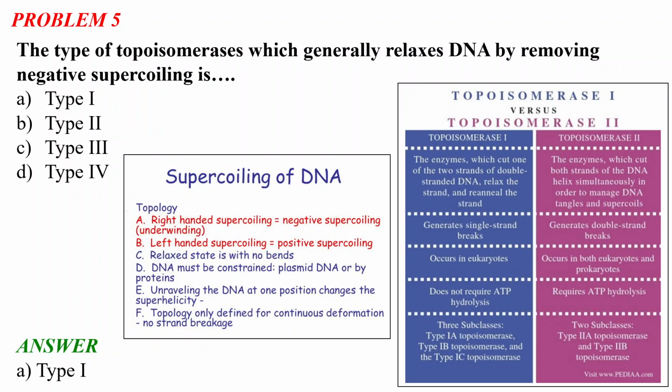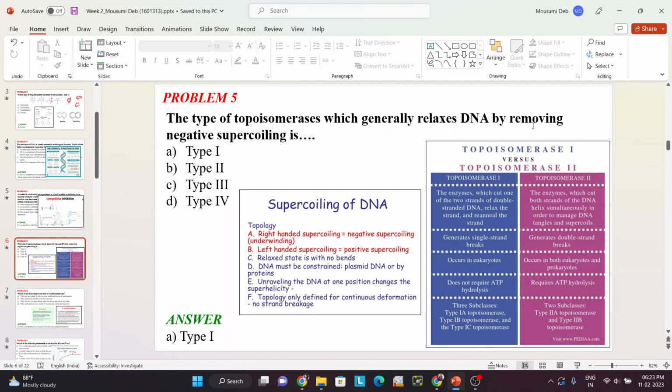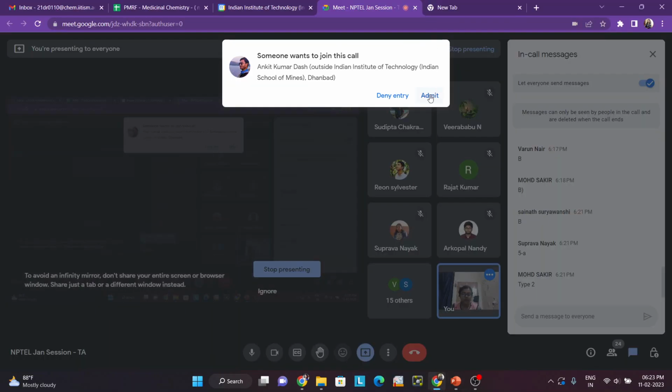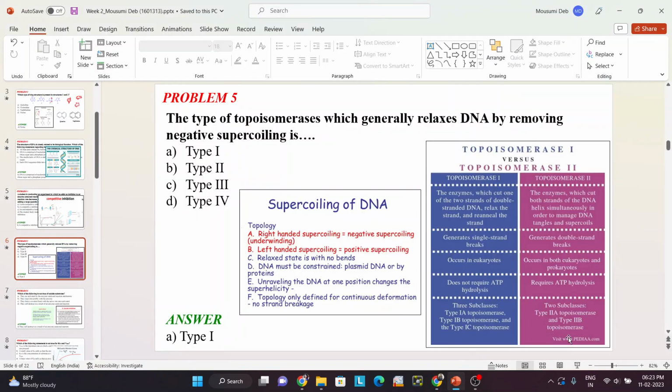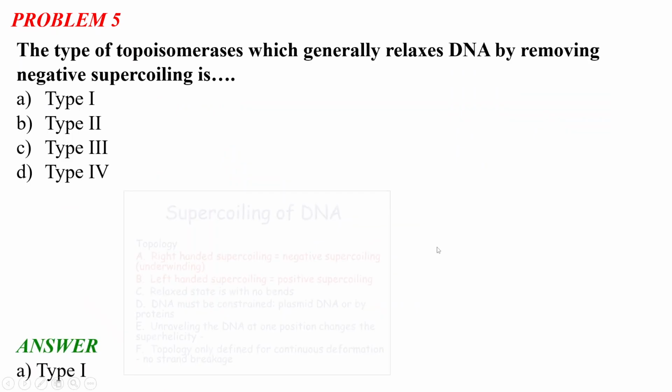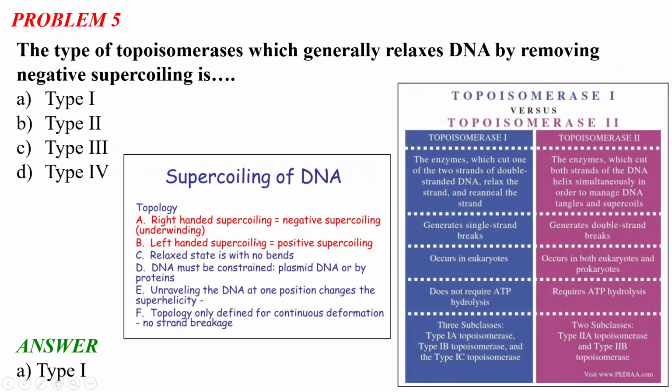The first one generates single-strand breaks, and the second one generates double-strand breaks. The first one occurs in eukaryotes, and the second one occurs in both eukaryotes and prokaryotes. The first one does not require ATP hydrolysis, but topoisomerase 2 requires ATP hydrolysis.